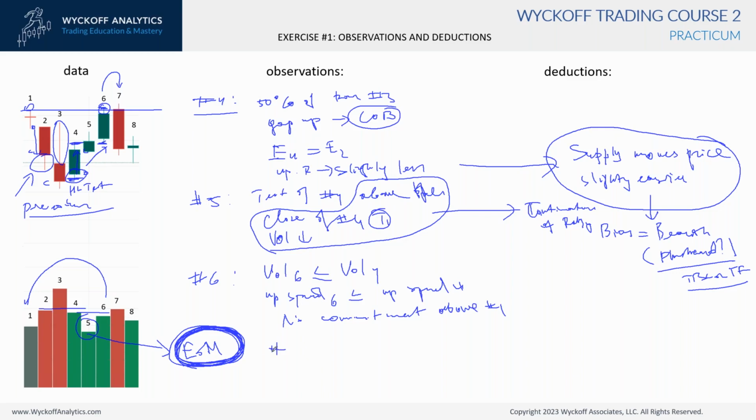Okay, bar number 7. Pretty big bar, right? I think 3 is the largest spread, but this is also the largest spread between open and close on any of the down bars. Largest down spread between open and close. You guys see that, right?